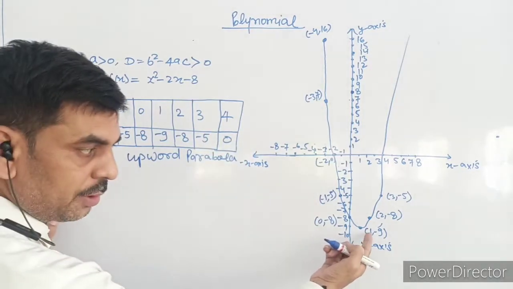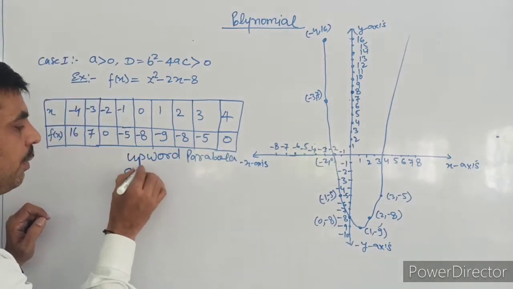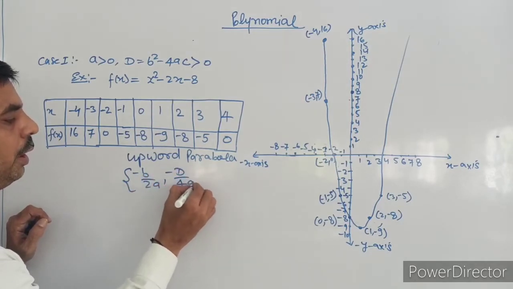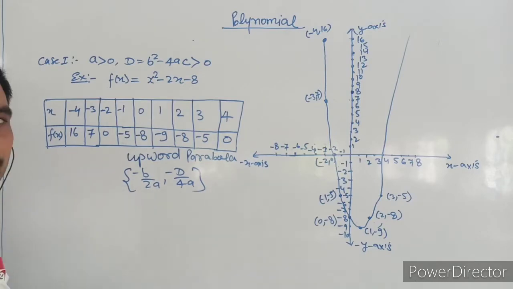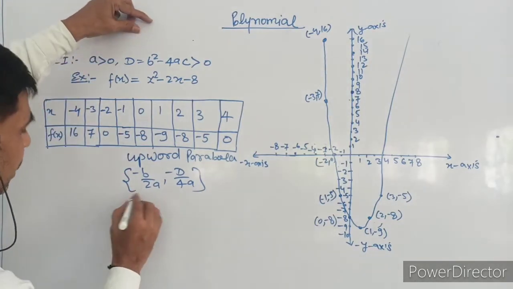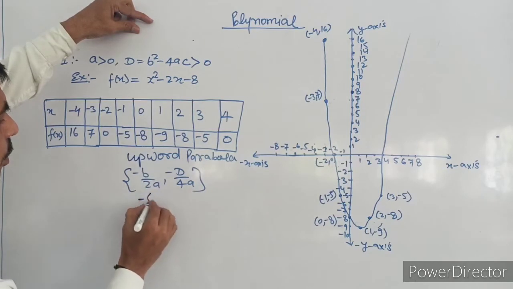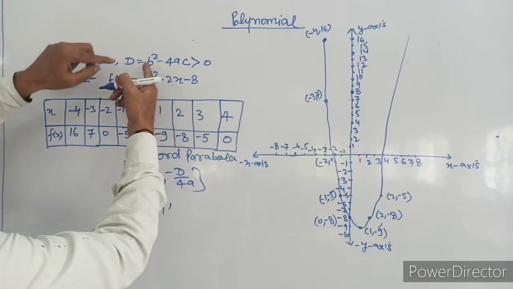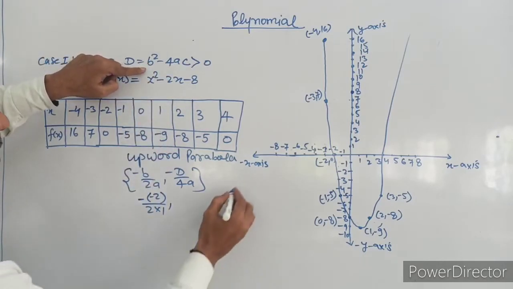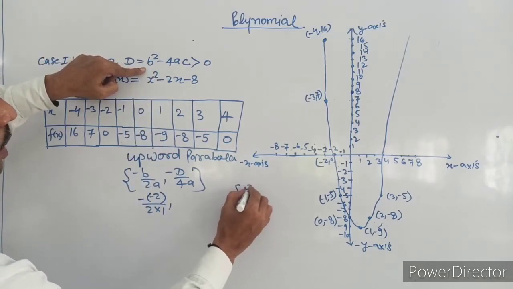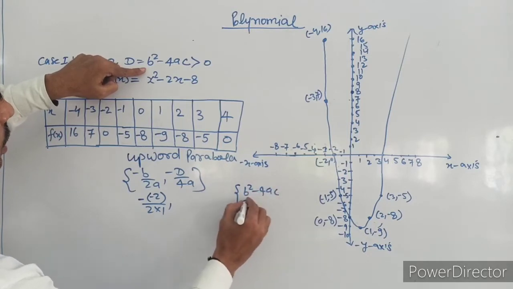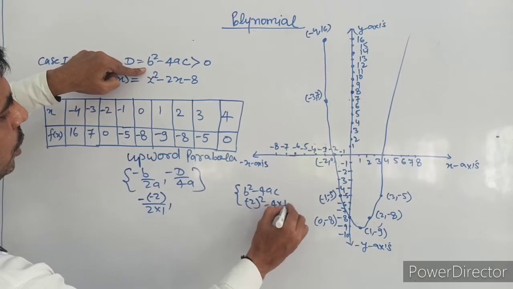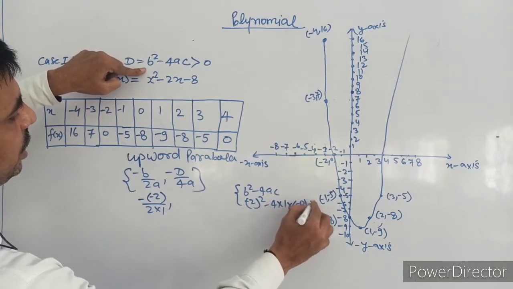What is the vertex? What do we write for the vertex? Minus b by 2a and minus D by 4a. So you find the value: minus b, minus minus 2, upon 2 into 1. Minus D means the value of b square minus 4ac. Here b is minus 2, so minus 2 square minus 4 into 1 into minus 8.